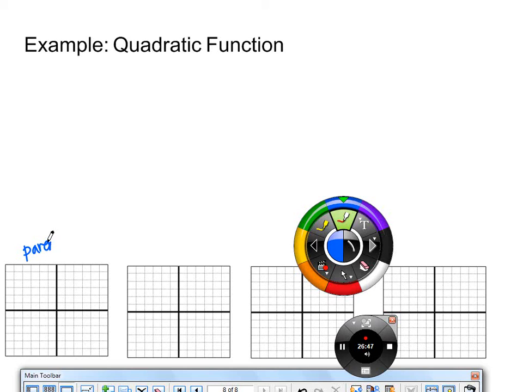You guys wrote this yesterday on your cosmic catalog. So the parent function was just x squared. So this is on the front of your quadratic door. It had a vertex at 0, 0. And the points were 1 away and 1 up, and then 2 away and 4 up.